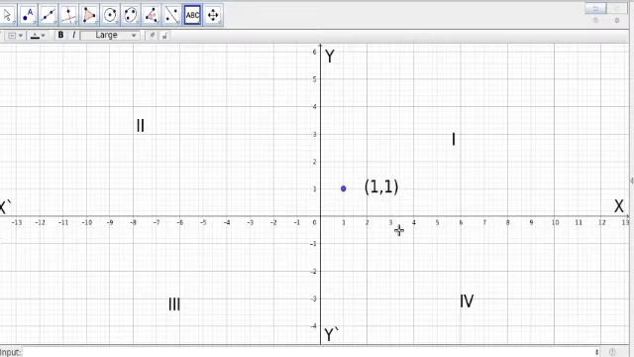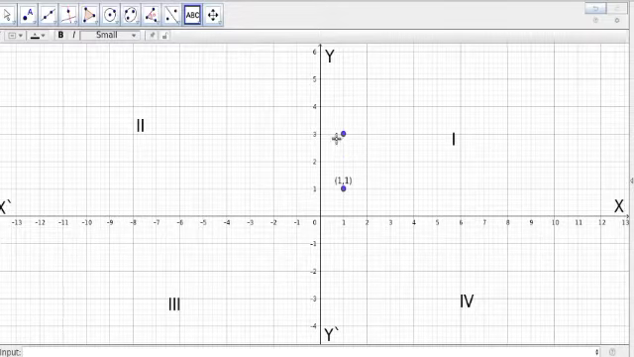Now I am going to plot another point. Here you can see one more point. How should we write the position of this point? See, this point is 1, 2, 3 centimeters away from the x-axis and 1 centimeter right of the y-axis. Then how do we write the coordinates of this point? We normally write the x coordinate first, then the y coordinate.